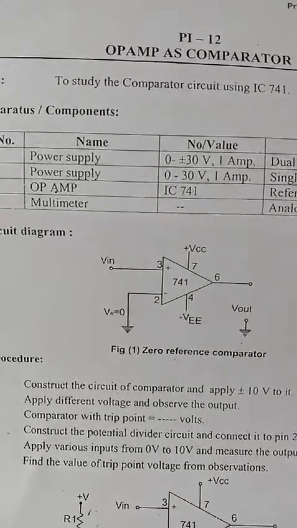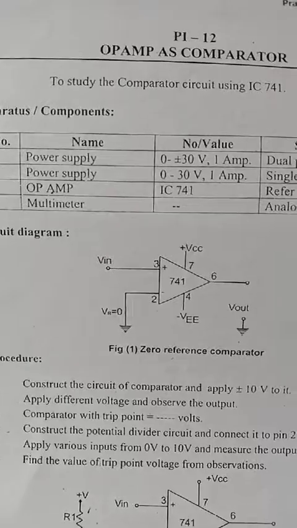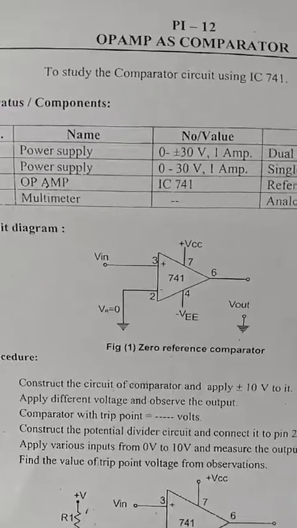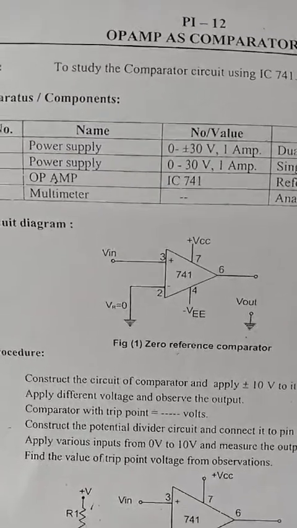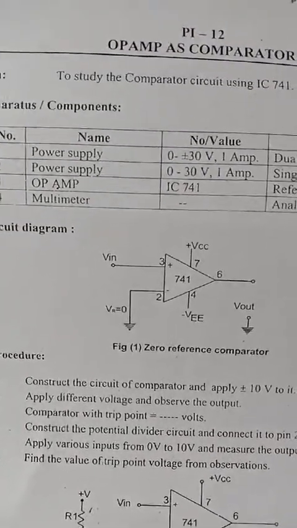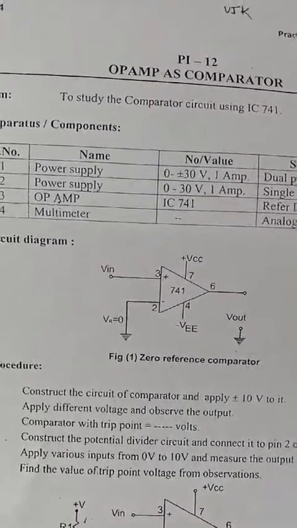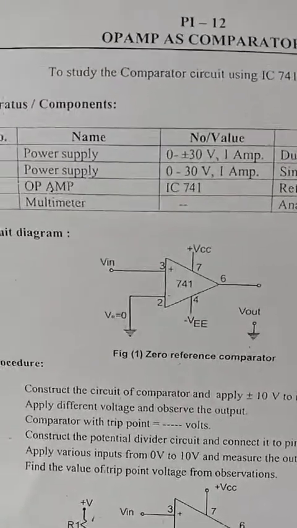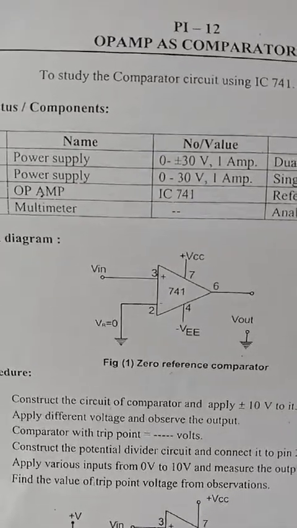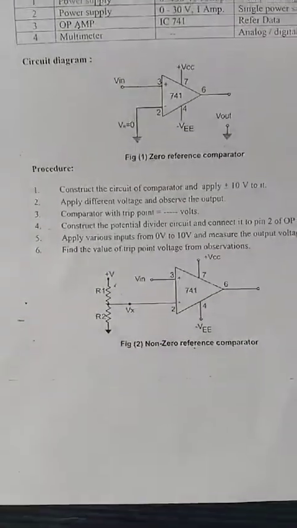So in a zero reference comparator, the reference voltage is 0 volt and the input voltage is compared with the 0 volt. Since the reference voltage is 0, the input voltage is compared with 0 volt. So zero reference comparator is also called as zero crossing detector. Okay, then again there are two types of comparators, inverting type comparator and non-inverting type comparator.